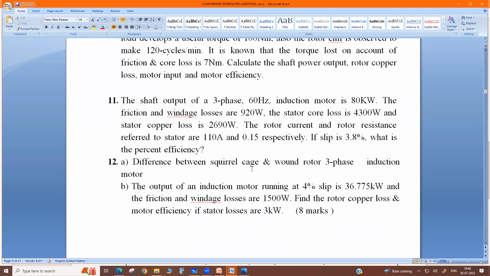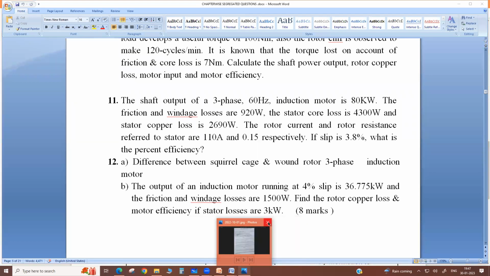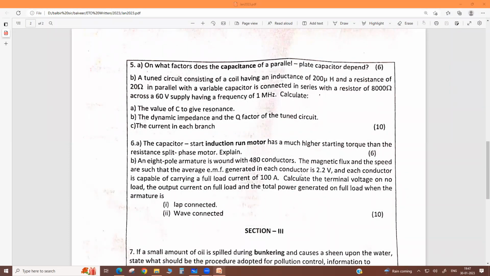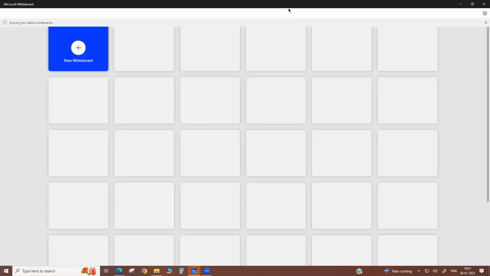Then losses and efficiency. So tomorrow we will discuss. Okay. Correct? Okay. Tomorrow we will solve the questions.